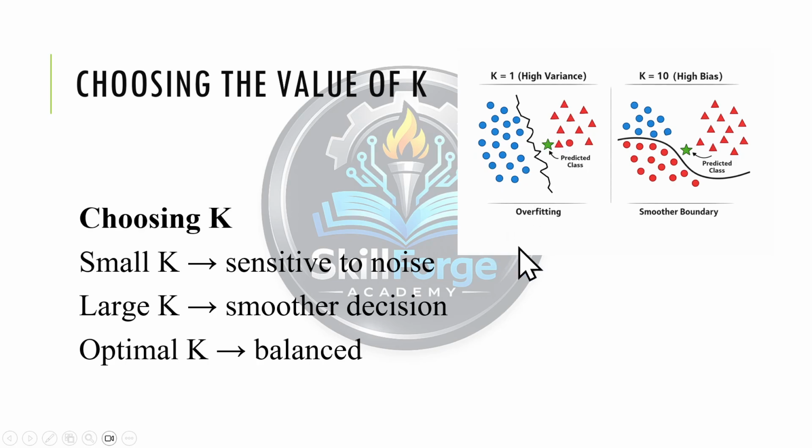So this is the model overfitting. Here k is 1, so the model only looks at the closest neighbor. This makes the decision boundary very irregular and sensitive to noise. As a result, the model overfits.